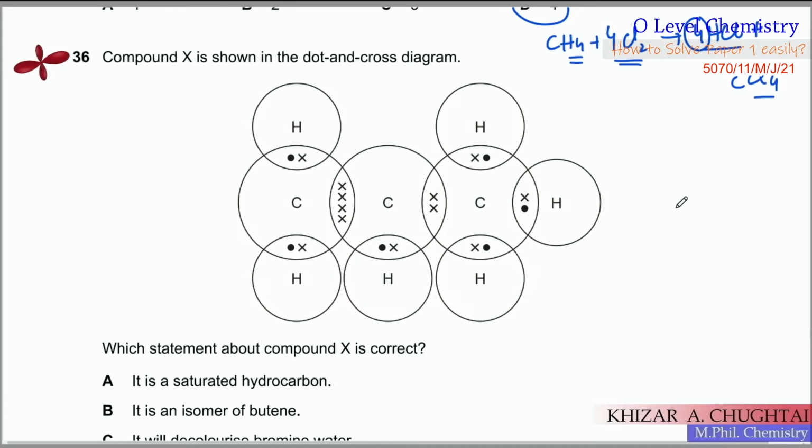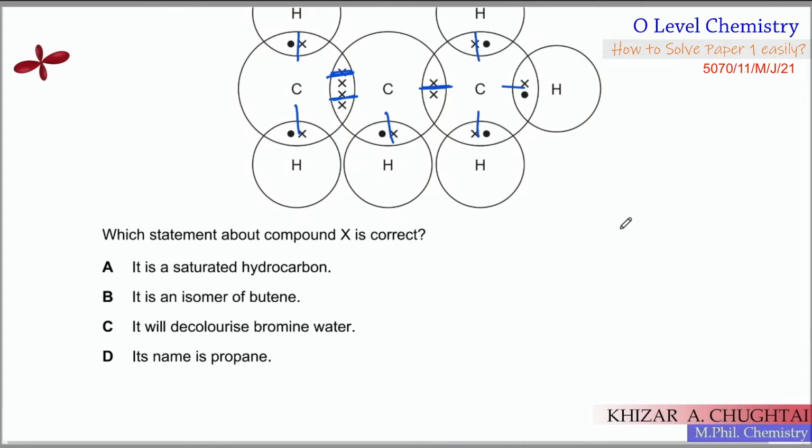Compound X is shown in a dot and cross diagram. It's a carbon, double bond carbon, single bond carbon, with single bonds to hydrogens, six hydrogens in all. Which statement about compound X is correct?